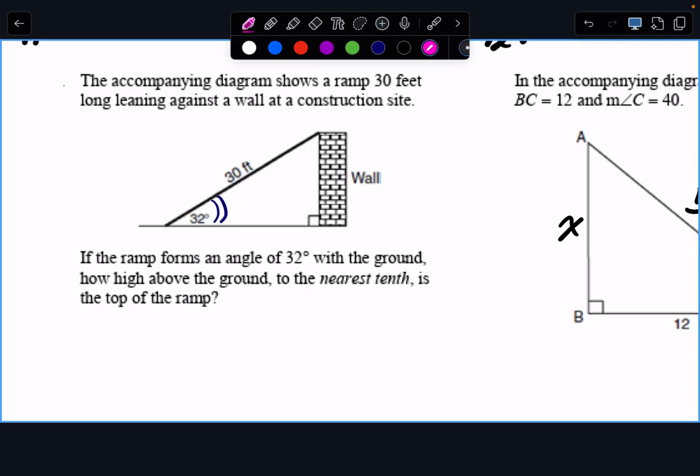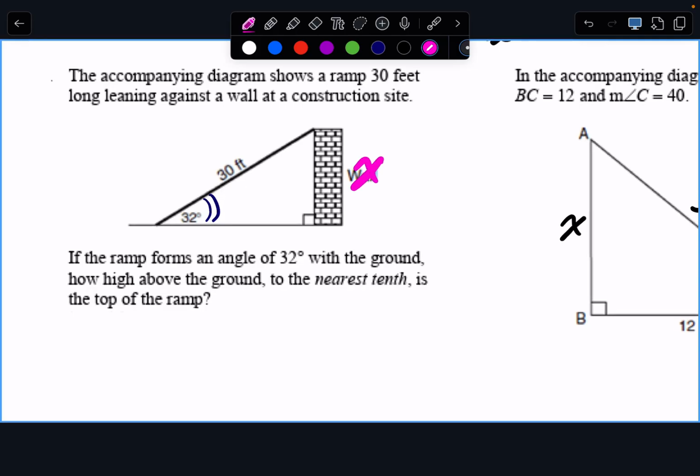Anyways, so it says, how high above the ground? So where do I put my X here, everyone? What if it said, how far away is the ramp from the wall? Then you would have put the X down here. Do you guys see the difference? It says how high to the top of the ramp, so I put X there.